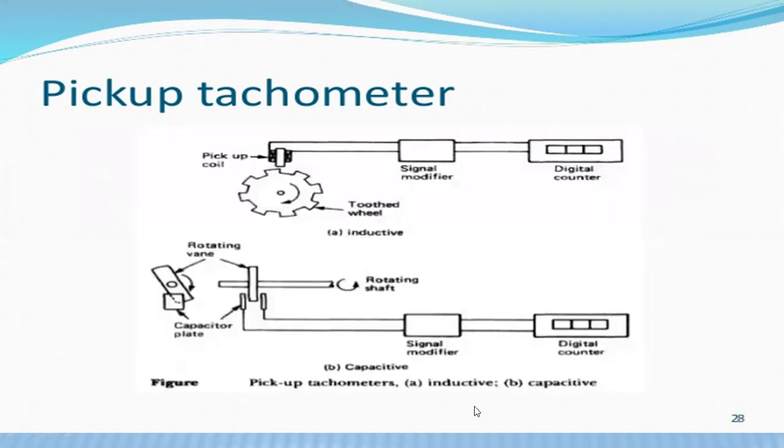So by using the digital counter, the speed of the shaft is directly calculated as numerical values of that rotating device. So these are the two types of pickup tachometers. One is the inductive type of pickup tachometer and the other one is the capacitive type of pickup tachometer.